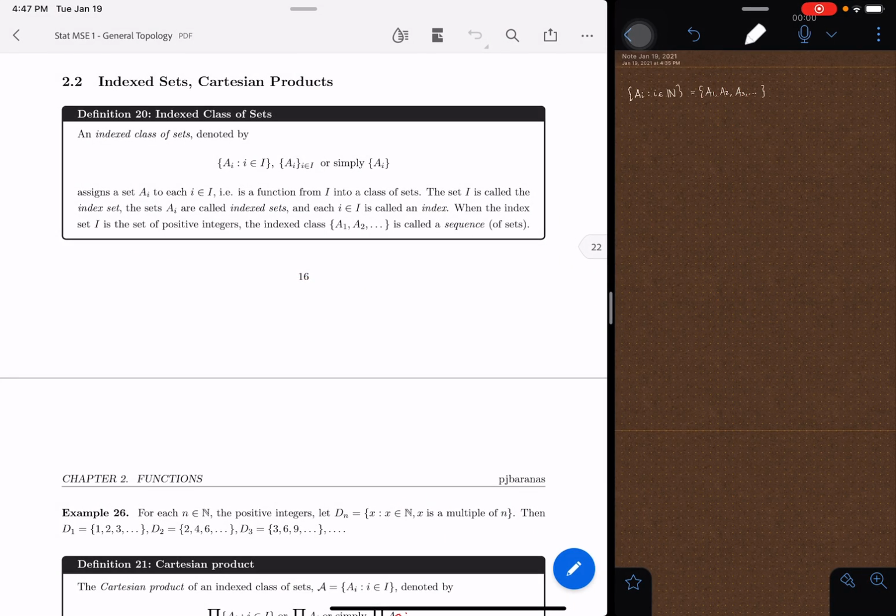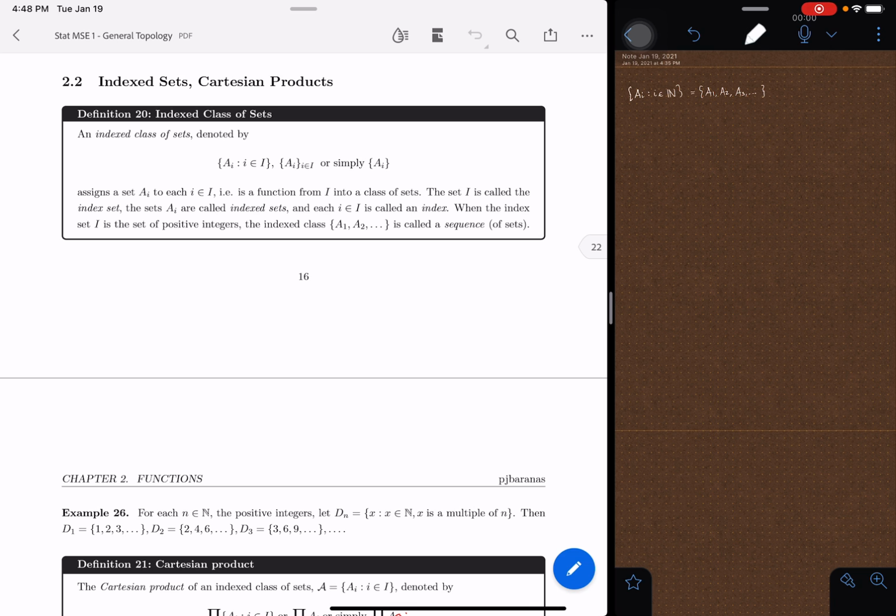Now, there are cases where the index set is not a countable set, or it is not a subset of the set of natural numbers. So we simply denote the index set by I. In that case, our class of sets is also not countable, so we name them an indexed class of sets. And the one that I have just written here is just a particular example of an indexed set.